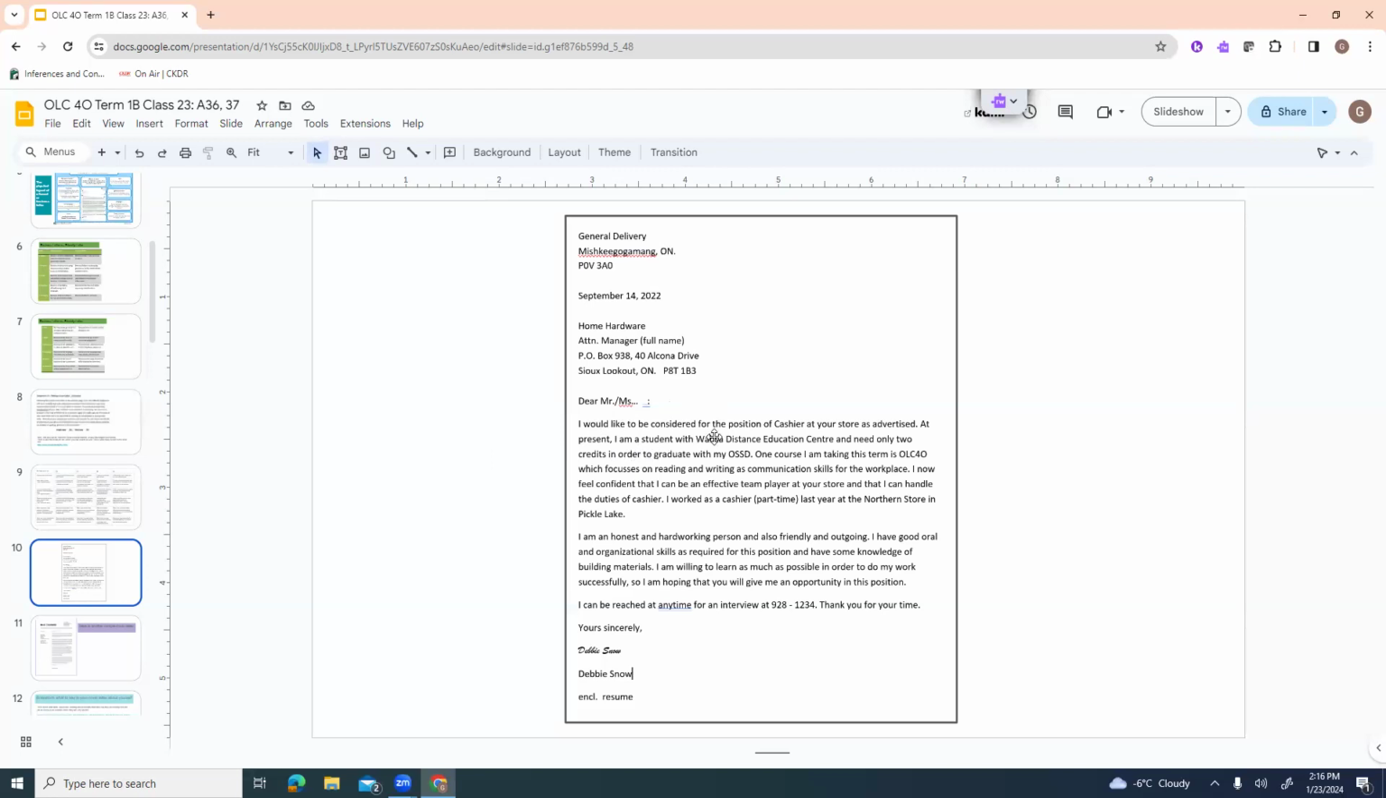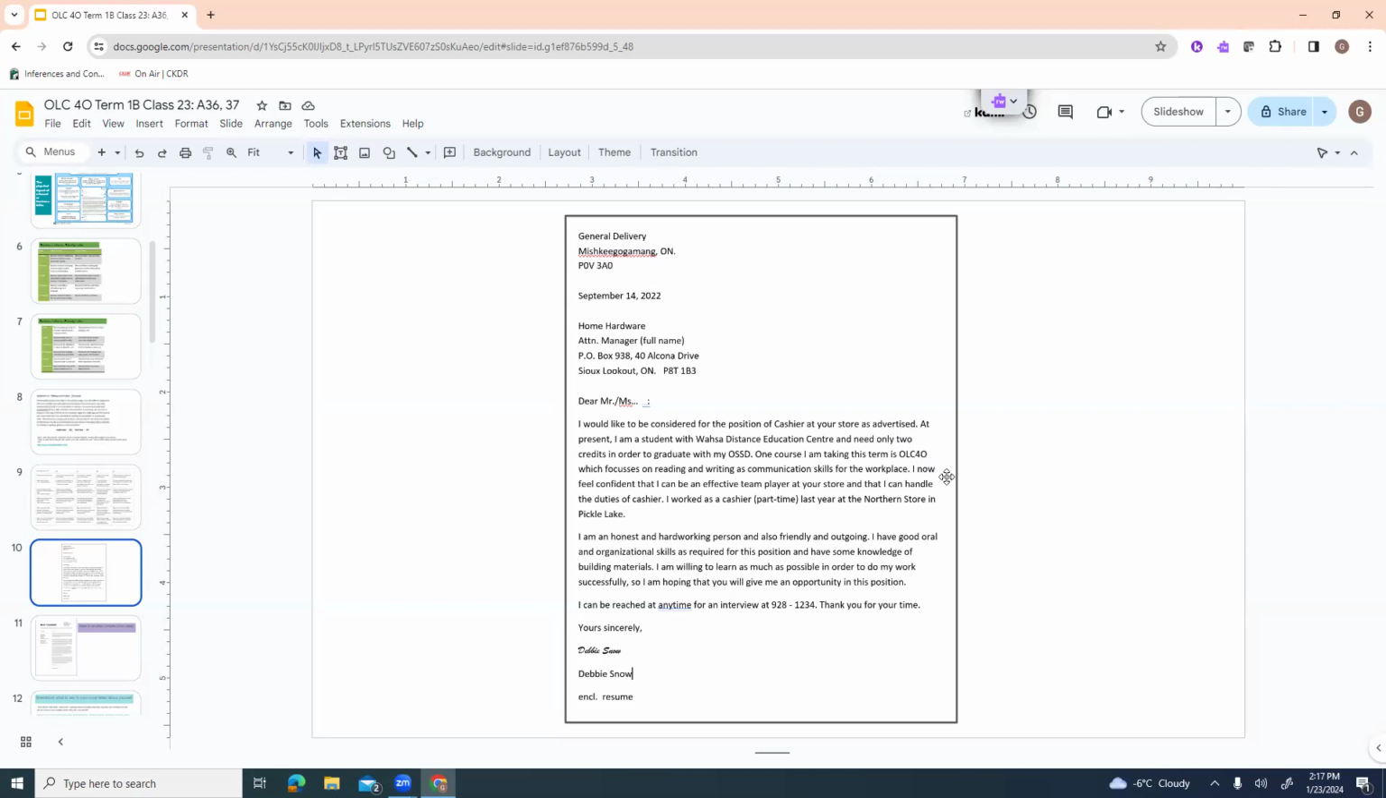Here it says, I would like to be considered for the position of cashier at your store as advertised. At present, I'm a student with Wasse Distance Education Center and need only 2 credits in order to graduate with my OSSD. By the way, I would only mention how many credits you need if you're really close. If you still have 15 credits to go, I would not mention that in the cover letter. One course I am taking this term is OLC 40, which focuses on reading and writing as communication skills for the workplace. I now feel confident that I can be an effective team player at your store and that I can handle the duties of cashier.